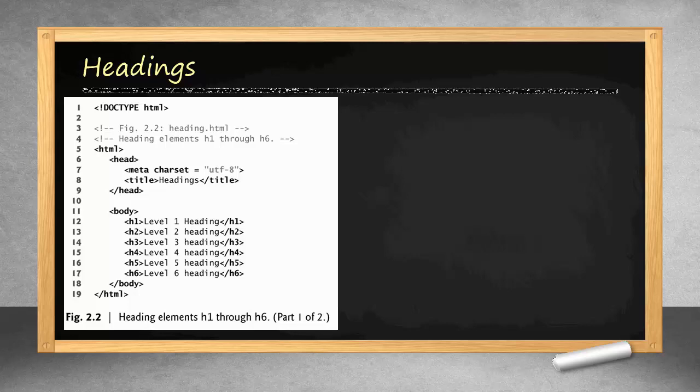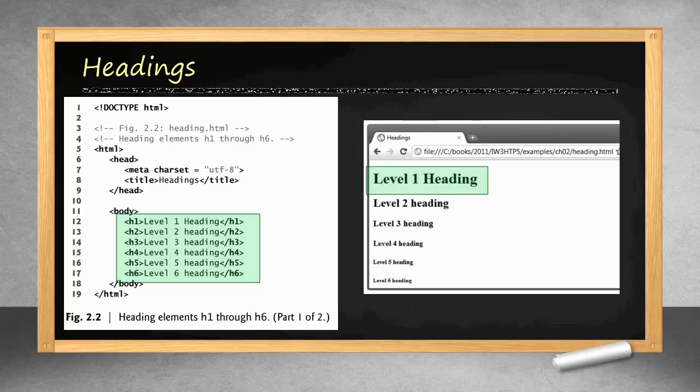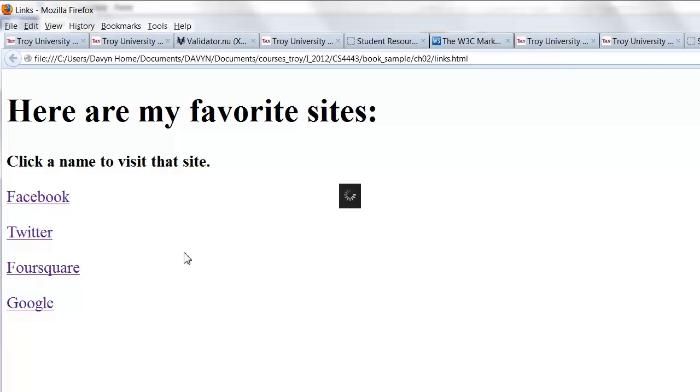HTML5 provides 6 heading elements from H1 through H6 for specifying the relative importance of information. Heading element H1 is considered the most significant one and is typically rendered in a larger font than the other 5. And each successive heading element from H2, H3, etc. is typically rendered in a progressively smaller font.